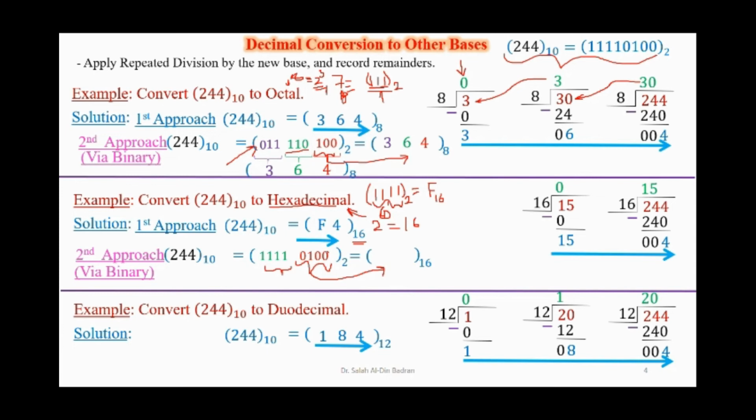So 0010: 2 to the power 0 multiplied by 0, plus 2 to the power 1 multiplied by 0, plus 2 to the power 2 multiplied by 1, plus 2 to the power 3 multiplied by 0. The result is 4. You do the same thing with this. The result is F. You will get 15 here, but you should write it in hexadecimal symbols. Yeah, this is our hexadecimal result.